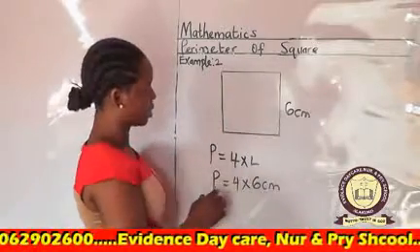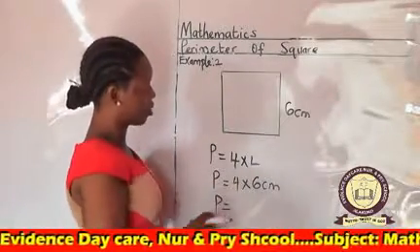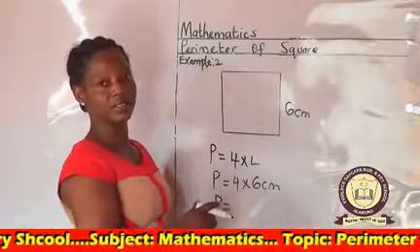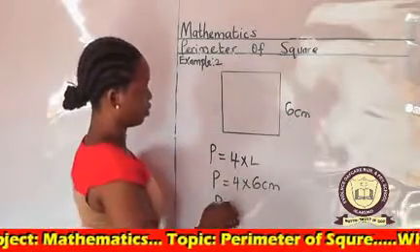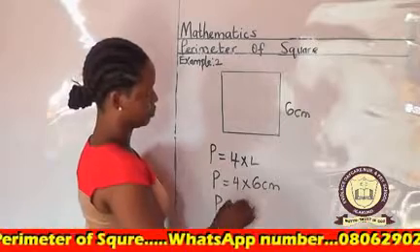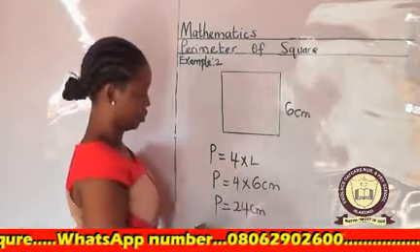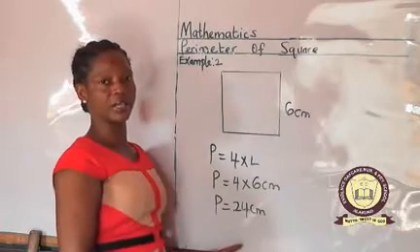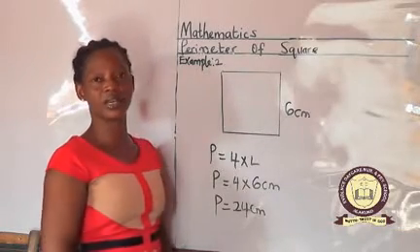So the total of it is perimeter equals 4 times 6 will give you what? What is 4 times 6? That is 24. 24 centimeters. So your perimeter is 24 centimeters. That is the final answer.